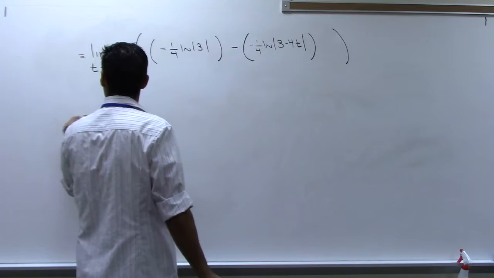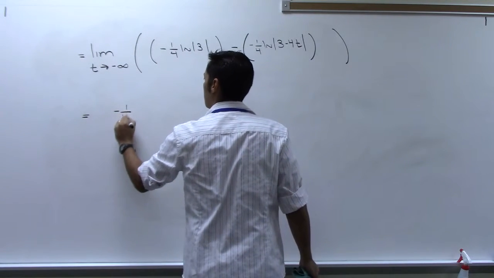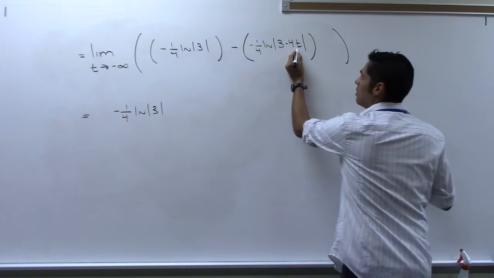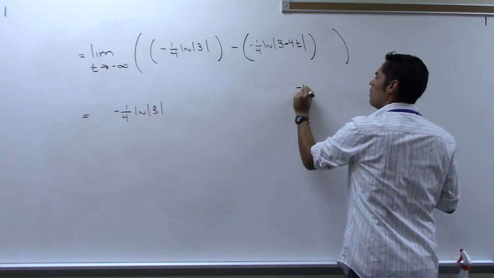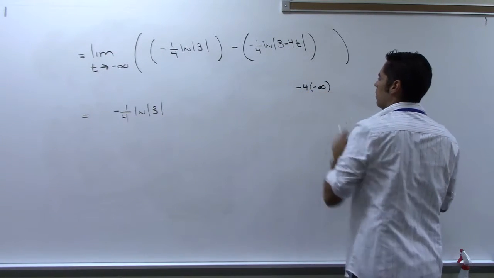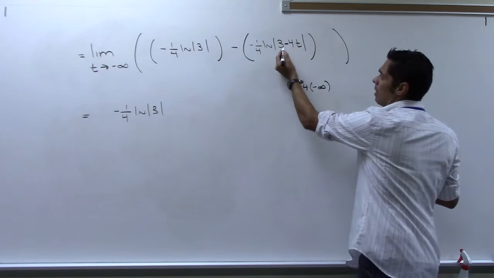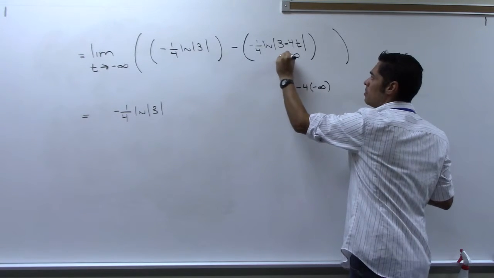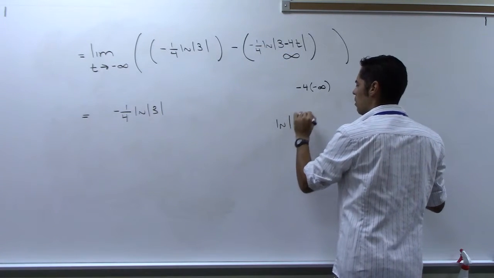So nothing happens here. So I have negative 1/4 natural log 3. And then here, if I let t go to negative infinity, I have a negative 4 times negative infinity. Really, you can't really do that, but a negative times a negative is positive. So I get 3 plus a number, and that number is becoming infinite. So really I'm saying what's natural log of an infinitely large number?